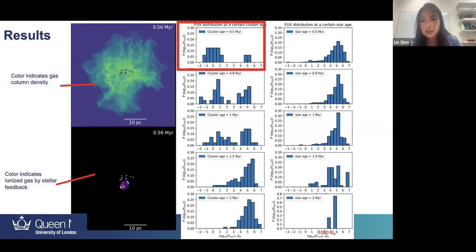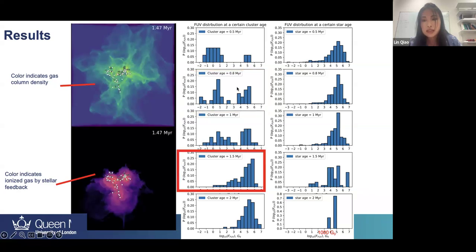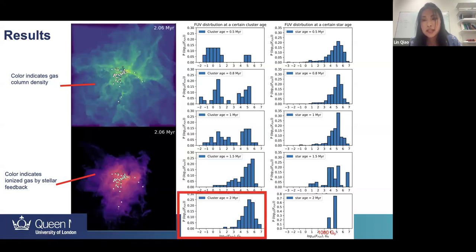Initially, in the cluster, we can see that there are two populations of disks. One population is embedded in the cloud, so experiences initially a low FUV radiation, and another population is already exposed to high FUV fields. And as the cluster age increases, more material gets dispersed by stellar feedback and more radiation sources form. So more disks end up with high FUV radiation field incident upon them, and the two populations gradually merge into one population centered around very high incident FUV values.